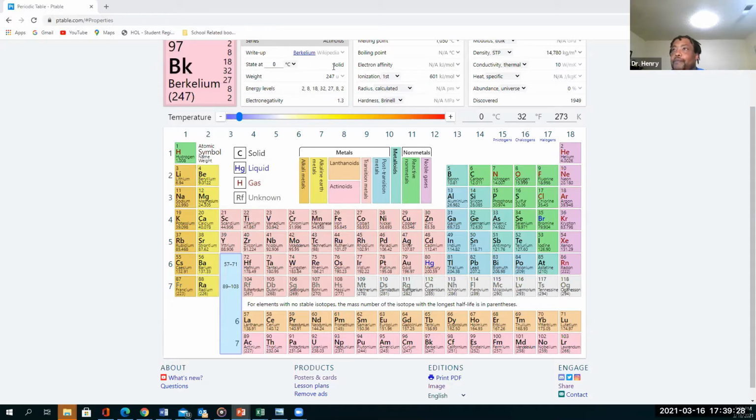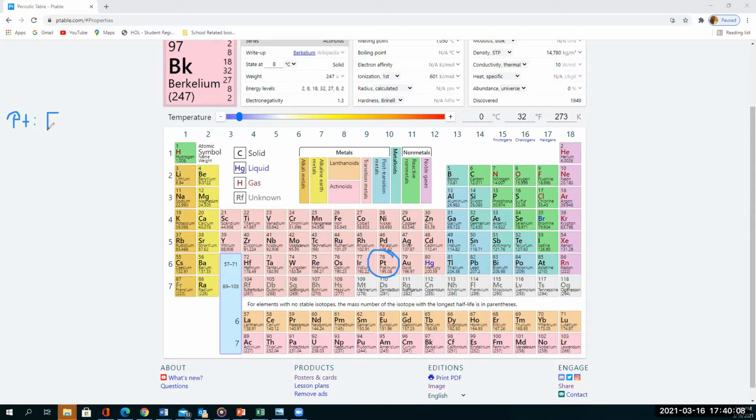Let's do something like platinum. Where's platinum located? 78. Okay. So we had talked about that core and what we call valence electrons. So we said that the noble gas that would be before the element that we're looking at is going to be our core. So we'd write platinum. And what would be the noble gas that would be before that? Xenon.